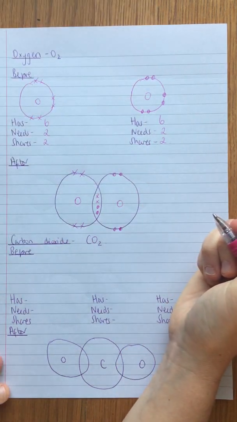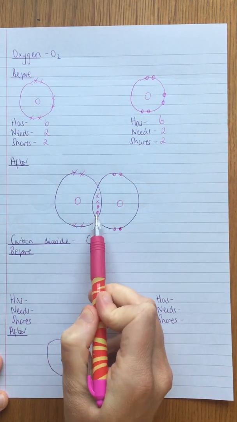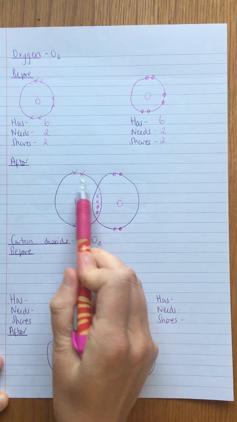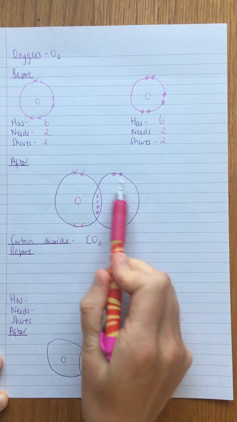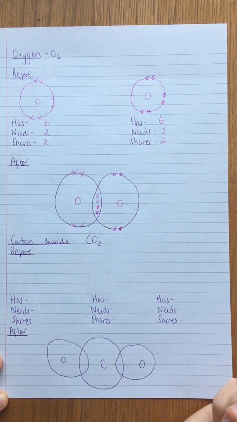Done. Again, I'll just double check. 1, 2, 3, 4, 5, 6, 7, 8. Yep, that oxygen's got 8. 1, 2, 3, 4, 5, 6, 7, 8. Yep, that oxygen has also got 8.